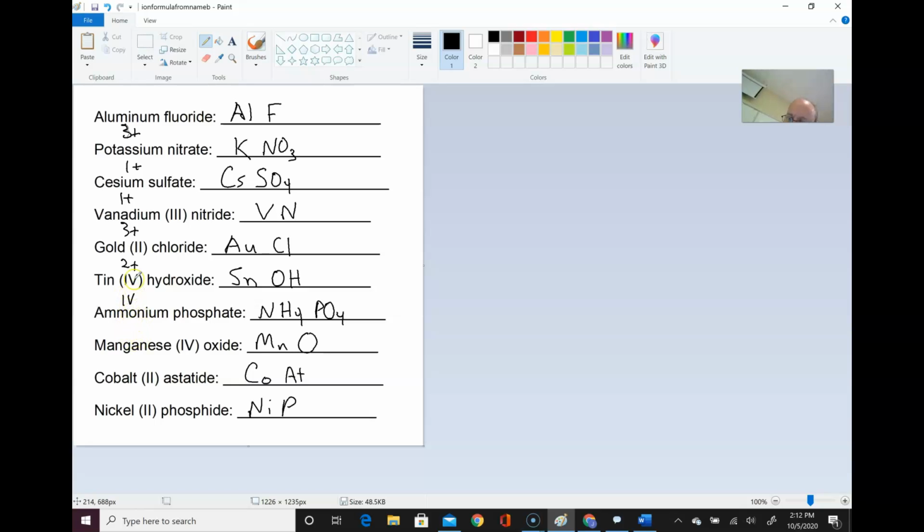Ammonium doesn't have a Roman numeral, but it will be 1 plus. Manganese 4 is going to be 4 plus. Cobalt 2 is going to be 2 plus, and nickel 2 is going to be 2 plus. Okay. Fluoride is in column 7A, so its charge will be -1. Nitrate's a polyatomic ion, ATE, its charge is -1. Sulfate, polyatomic ion, -2.